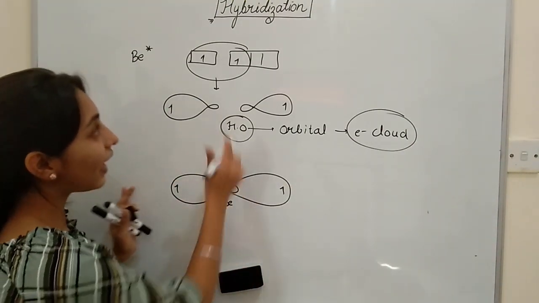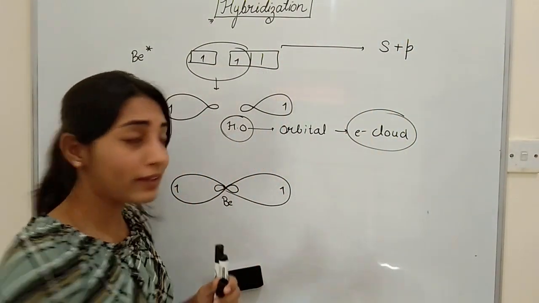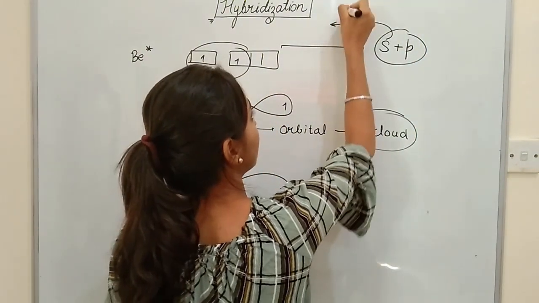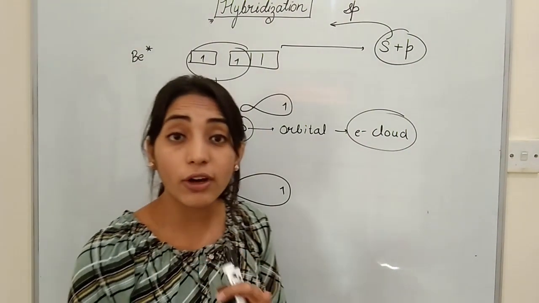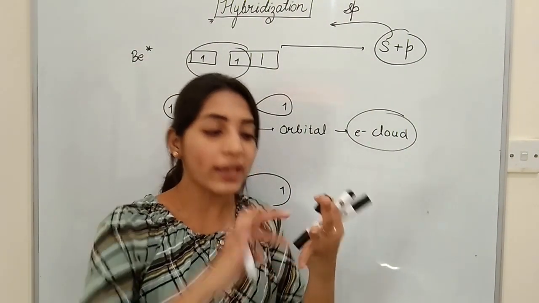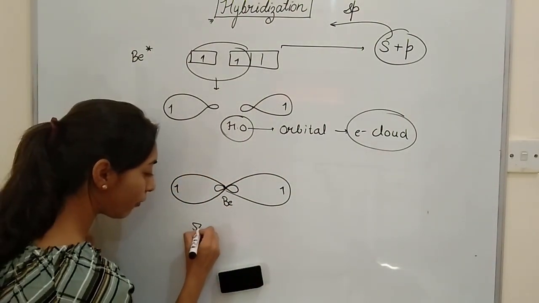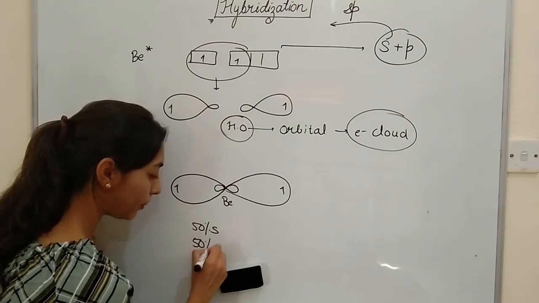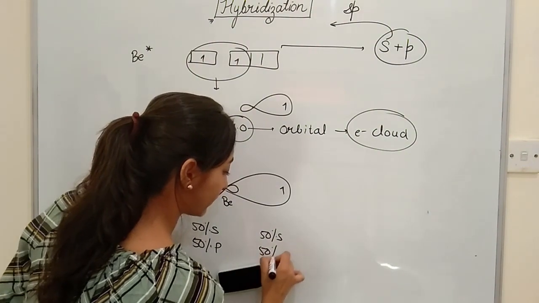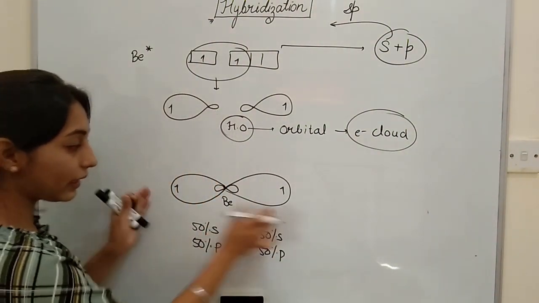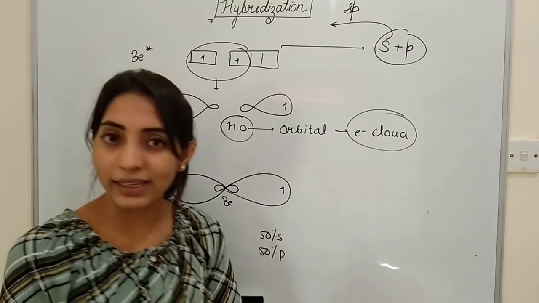So this hybrid orbital is formed by the combination of one s and one p orbital. So this kind of hybridization is called sp hybridization. Understood? Why we call it as sp hybridization? Because one s and one p orbitals are used for hybridization. This orbital is now 50% s and 50% p character. This orbital is also 50% s and 50% p character. That means for beryllium, both the two are exactly same shape and exactly same energy.